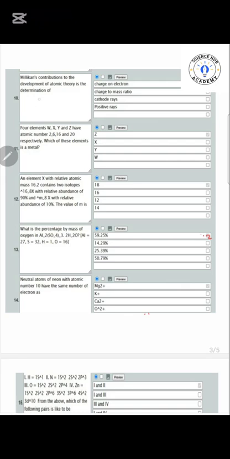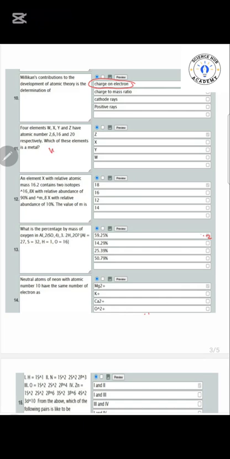So question 10, Millikan's contribution to the development of the atomic theory is the determination of. So just like we said in one of the questions, R.A. Millikan was actually the one who discovered the charge on the electron using what we call the oil drop experiment. So this implies that he was used to determine the charge on the electron. Then question 11, 4 elements W, X, Y and Z.